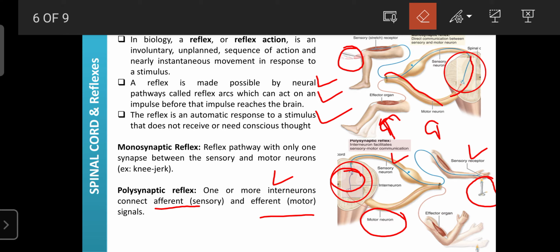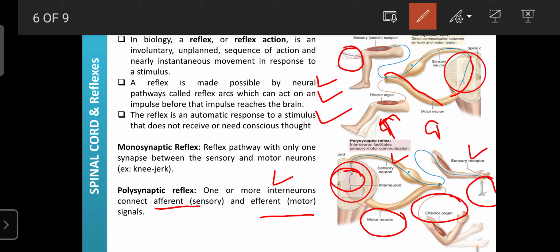That is the effector organ which can withdraw from the source of pain. So here the same pathway is present: the message is conveyed from the sensory receptor, then the sensory neuron, then the motor neuron, then the effector organ. Then the action occurs. But one more interneuron is present to integrate that message. So where other parts of the brain or another neuron is involved, such reflexes are known as polysynaptic reflexes.